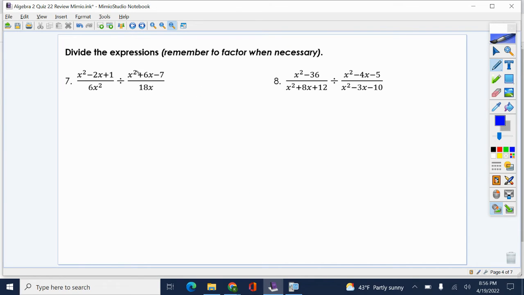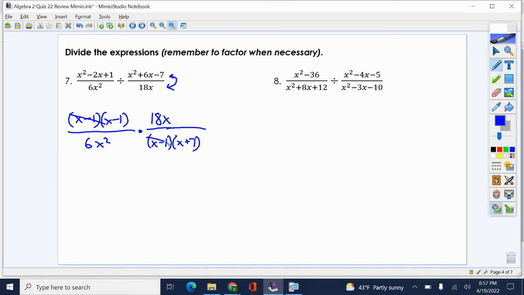Oops. Division is simply multiplying by the reciprocal. So I'm not going to rewrite this entirely, but these two are going to flip. I can factor this. Numbers that multiply to 1 that add to -2 are -1s. 6x squared. Multiply, so 18x is going to go up top. I'm flipping again. Keep, change, flip that thing. Keep the first, change to multiply, flip the second. Numbers that multiply to -7 that add to 6 are, imagine there are 2 -1s there. It's -1 and +7.